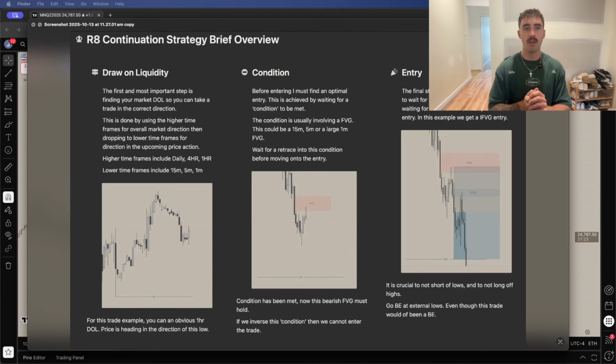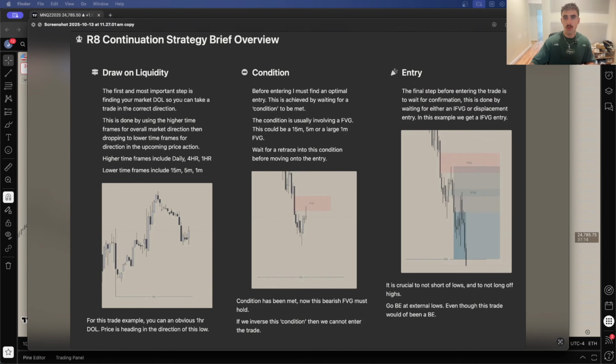Okay, so I've got a screenshot of basically how my strategy works. This is from my Notion journal. I will make me a little bit smaller and let's go over it. So basically the first part of this framework is draw on liquidity. Where is the price moving towards, right?